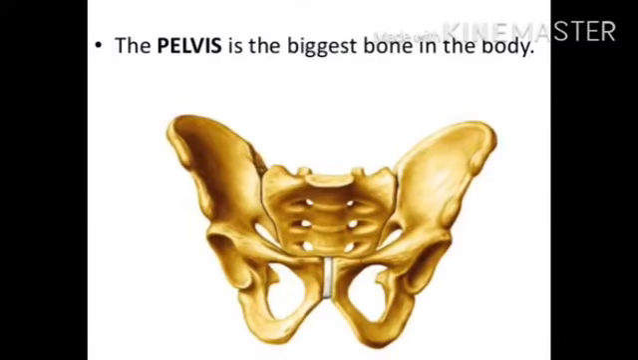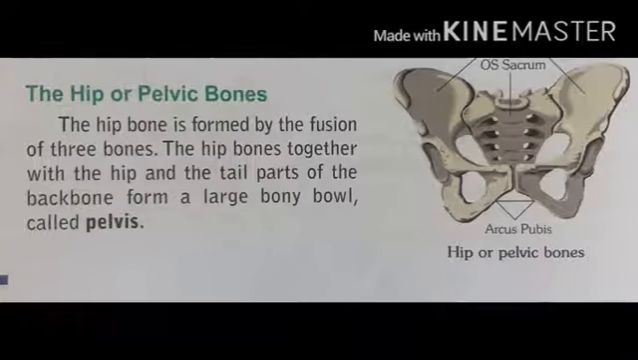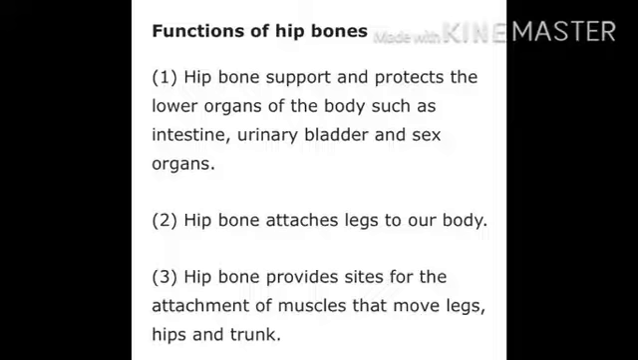The hip or the pelvic bone is the biggest bone in our body. The hip bone is formed by the fusion of three bones. The hip bones together with the sacrum and the tailbone form a large bony bowl called the pelvis.